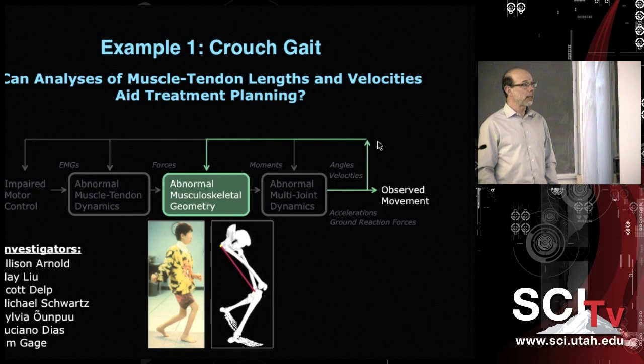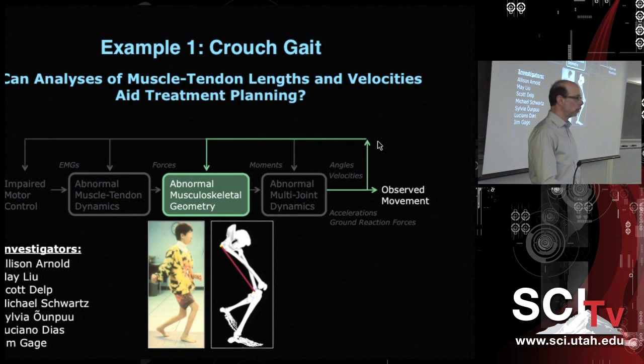The other way we constrain it is we make measurements. We measure EMG. So if I have somebody with abnormal gait, I measure their patterns of excitation, and I make the simulation have those abnormal patterns of excitation. So it's still not perfect, but it's the best we can do.